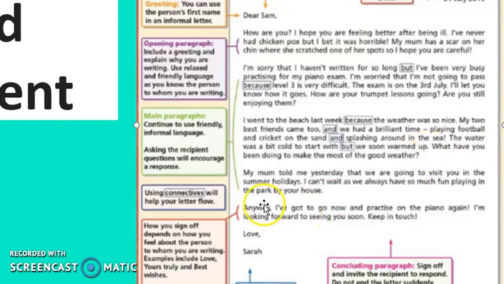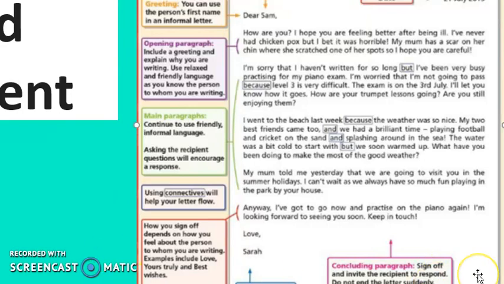Okay, here's another detail. Using connectives will help your letter flow. All of these connectives are the linkers that we have been studying in class, so don't worry, you know how to use them. And in the last paragraph, here I wrote, how you sign off depends on how you feel about the person to whom you are writing. Examples include love, yours faithfully, best wishes. Furthermore, I have more examples of how you can finish your letter.